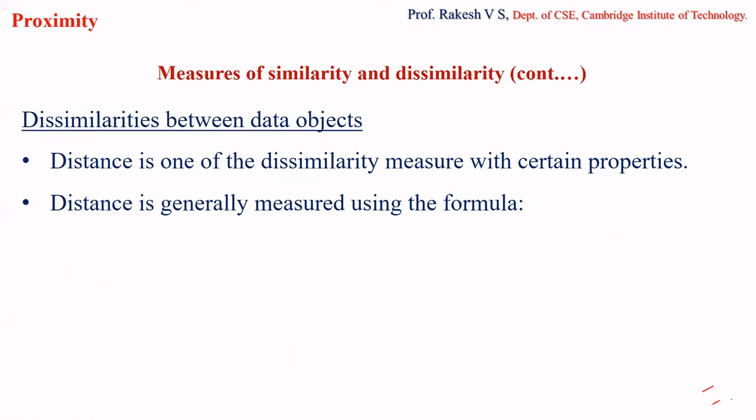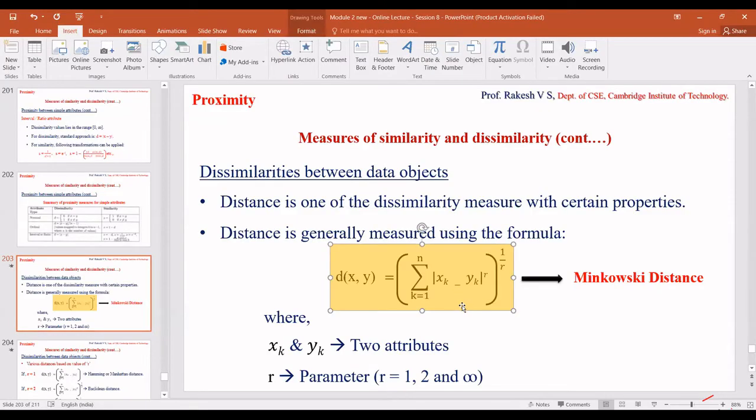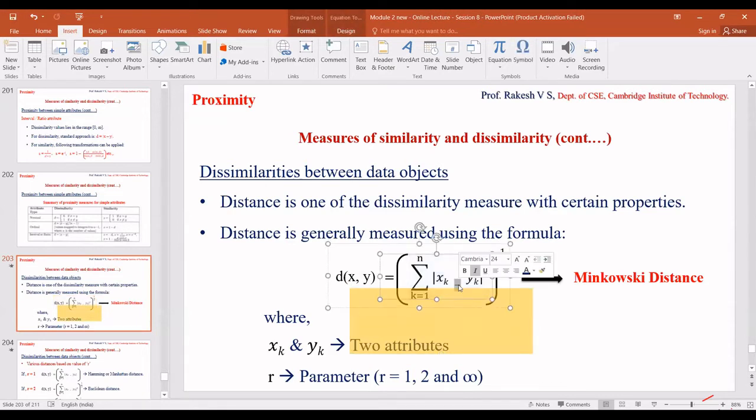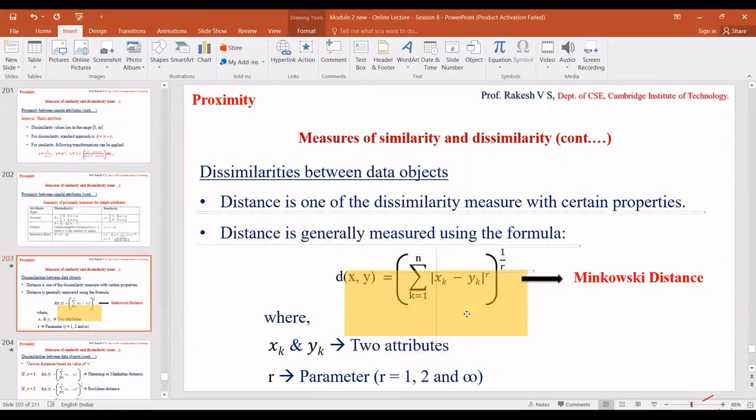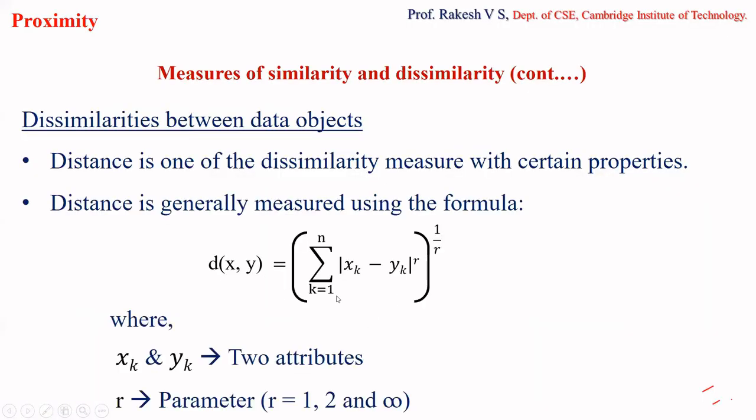How am I going to find the distance here? We will be using this formula: the distance between two attributes x and y is nothing but the summation, k equal to 1 to n, of the absolute difference xk minus yk. It is actually minus. So this is xk minus yk power r, whole power 1 by r. Here xk and yk are two attributes.